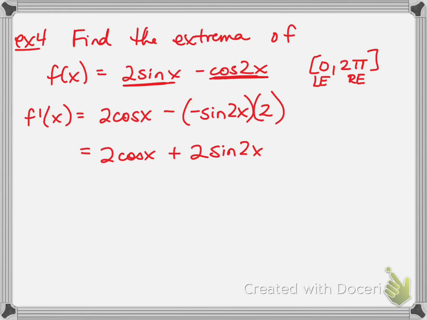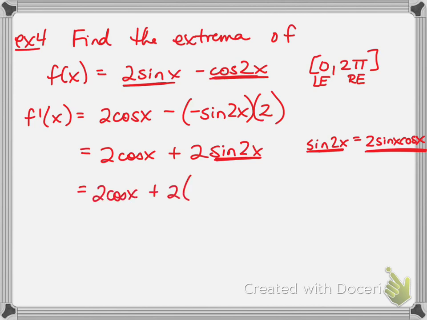And a trig identity that we might remember, or we might not, is that the sine of 2x is 2 times the sine of x cosine of x. That's a double angle formula. So we can replace this sine of 2x with what it's equal to. I wouldn't do it on a test unless we have used this identity a lot in this chapter. So it's 2 cosine x plus 4 sine x cosine x.